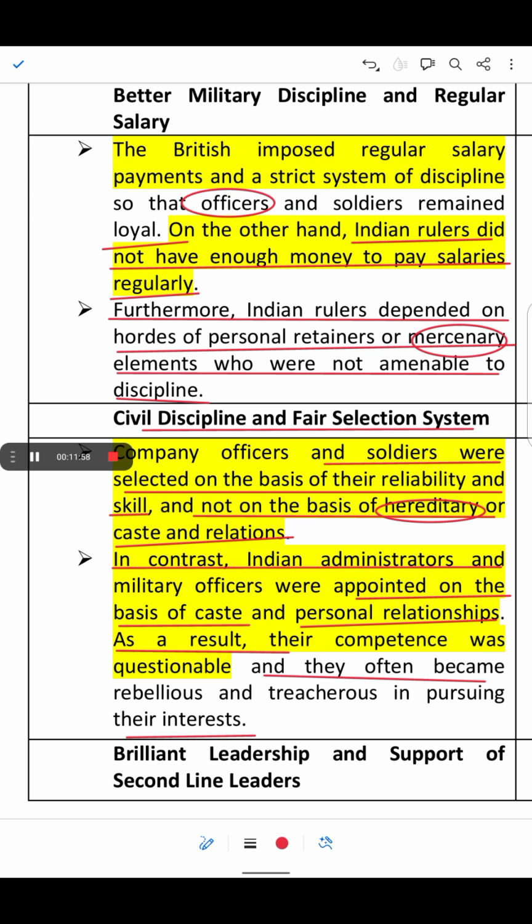For example, if someone was good at fighting or disciplined, they could join the British army, whatever their background. On the other hand, in the Indian ruling system, the son of a general or chieftain might get the job even if he was not skilled. And some soldiers would join the enemy or fight against their own king for money or power. If they were getting more money from a rival ruler, they would join that army and fight against their own king. This is how the Indian armies were weak and disorganized, and the British became stronger and more disciplined, which helped them win wars easily.